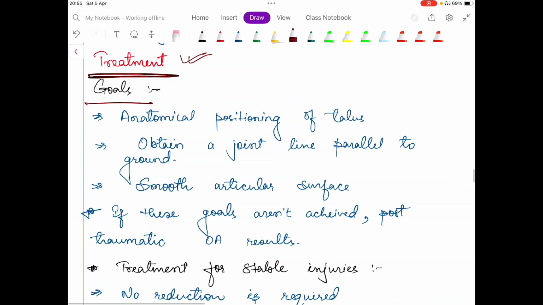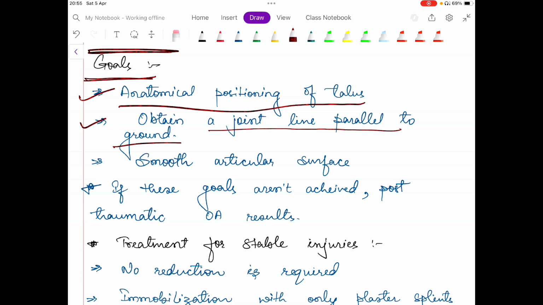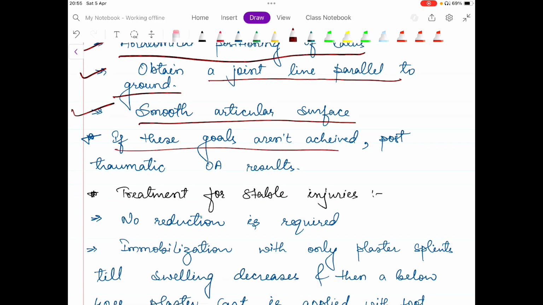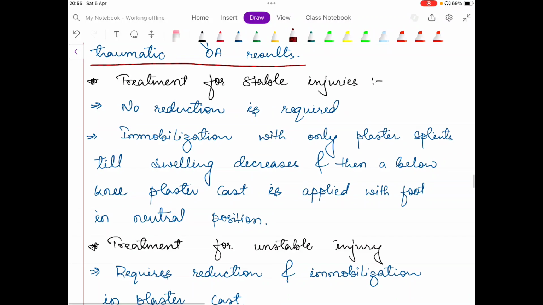All right. Now let's talk about the treatment of ankle injury, especially ankle fracture. So the first thing is, what are the goals? The first goal is anatomical positioning of the talus, which is very important. Second is to obtain a joint line which is parallel to the ground. And the third one is a smooth articular surface. Now, if these goals are not achieved, post-traumatic osteoarthritis is seen. Now, let's talk about the treatment for stable injuries and unstable injuries because, of course, the treatment protocol differs in unstable versus stable injuries.